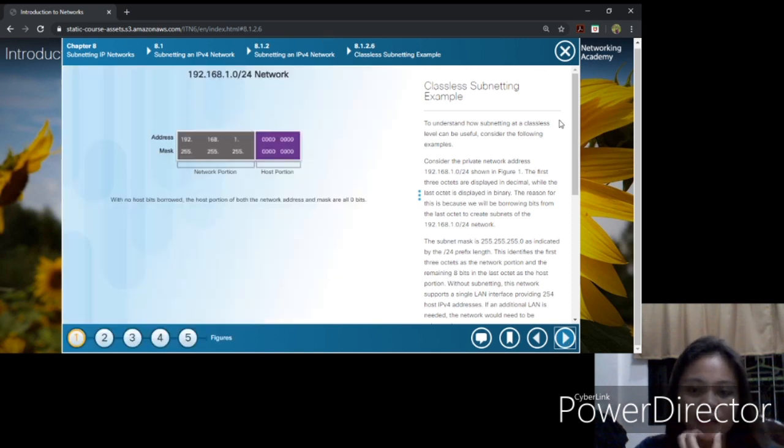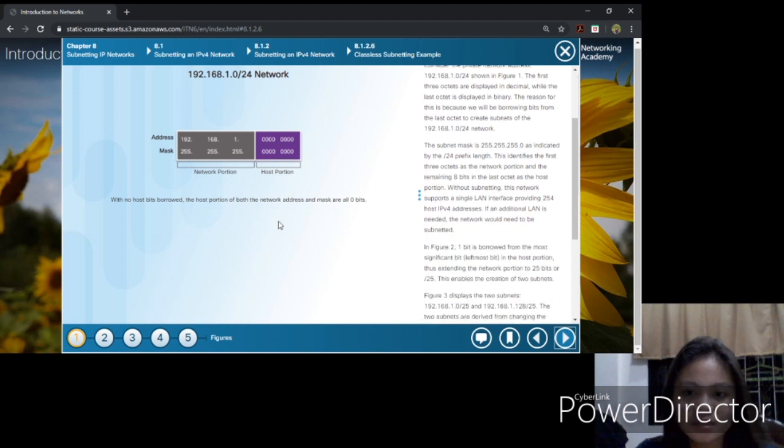Next is the classless subnetting example. To understand how subnetting can be useful, take the private network address with 3 octets displayed in decimal, while the last octet is displayed in binary. The subnet mask is 255.255.255.0, with a /24 prefix length. The LAN interface provides 254 host IPv4 addresses.